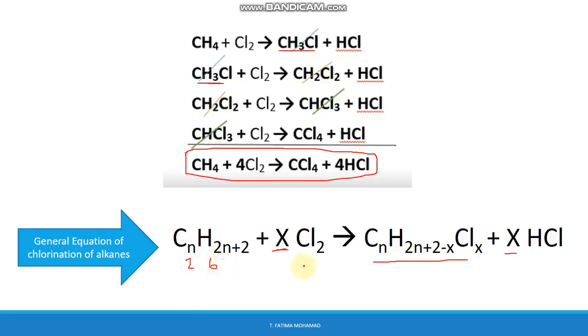C2H6. Here, if we, for example, are dichlorinating, so 2 instead of n, instead of 2n plus 2 it's 6 minus 2, it became 4, so C2H4, and instead of the two H's we put Cl2 plus how many HCl? 2 HCl.